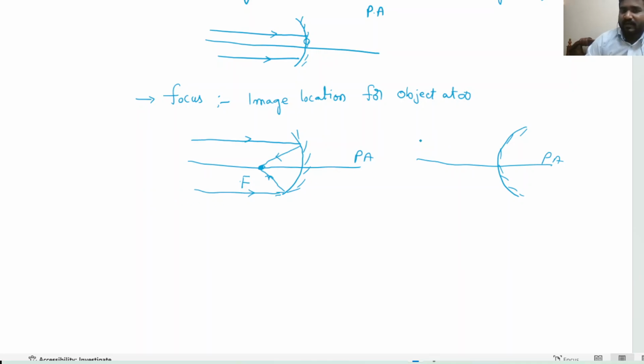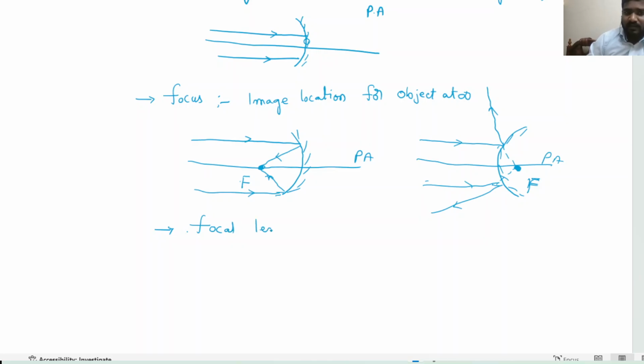Similarly, for the convex type of mirror, light rays will be incident on the surface like this. Then light rays will be reflected from the surface at a certain angle. Like this, light rays will be reflected back from the surface. If extended backwards, the diverging point from the curved surface you can take as the focus. Like this, you can take as a focus. Now, after finding the focus location, here you can see the focal length.